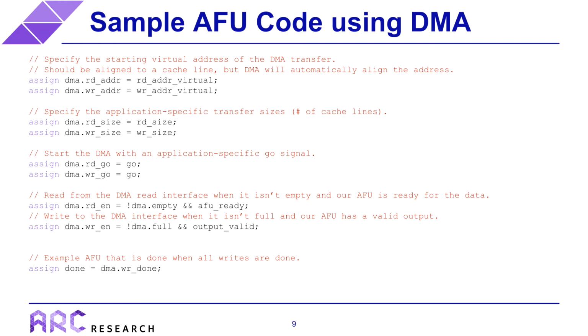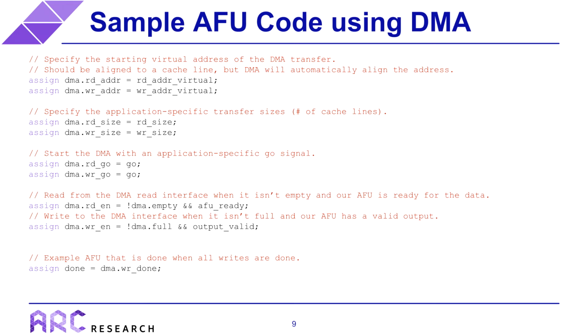So we want to read when the DMA is not empty and when our AFU is ready to accept that data. Now, I can't tell you exactly what that means because it is application specific. But basically, if you have a pipeline and that pipeline is stalled, then your AFU would not be ready in that case. And then just adapt it to whatever your application requires.